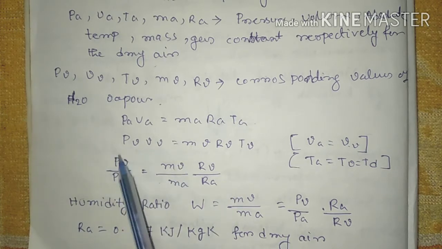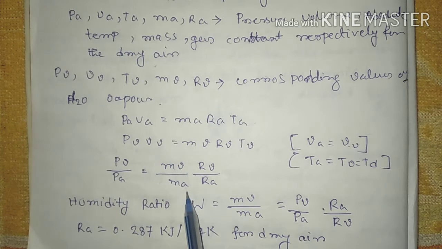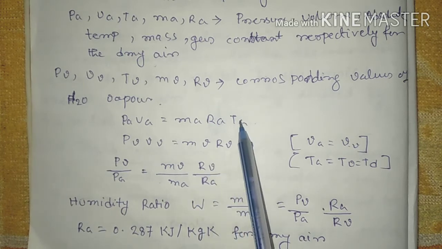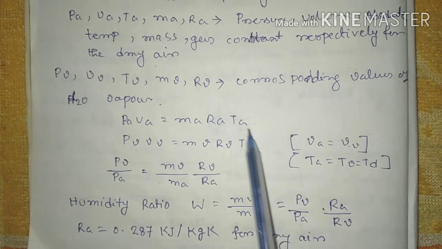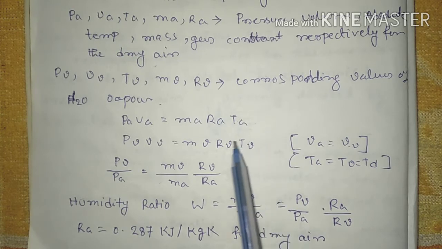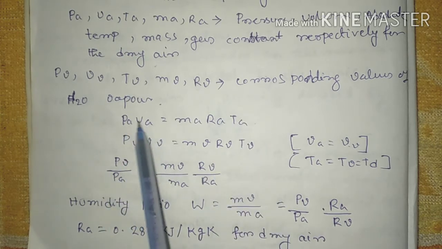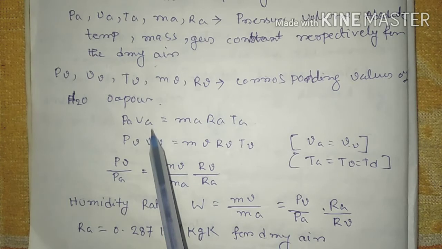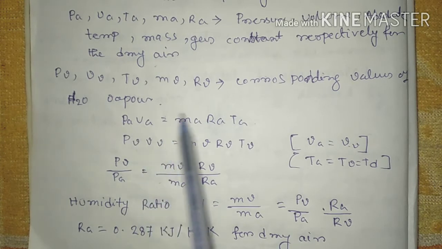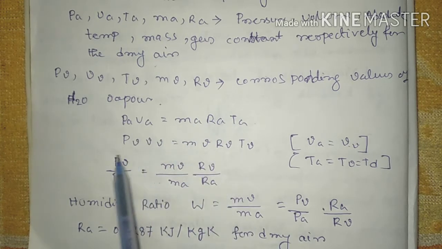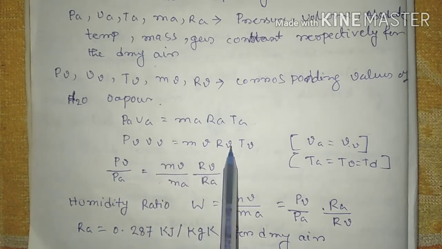After all, from these equations you can get Pv by Pa equal to mv by ma into Rv by Ra, because Ta and Tv are both the same, so they cancel. After that, since Va and Vv are both the same, the equations become PaV is equal to ma Ra T and PvV is equal to mv Rv T.